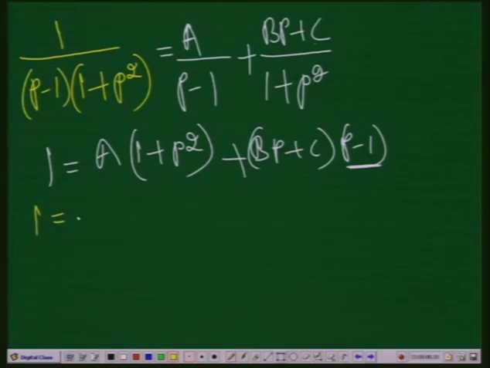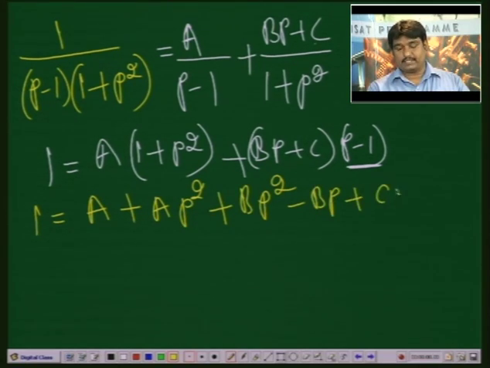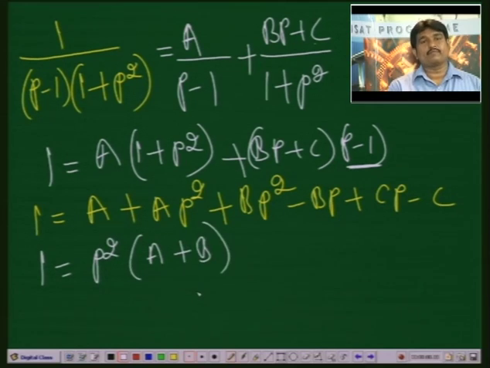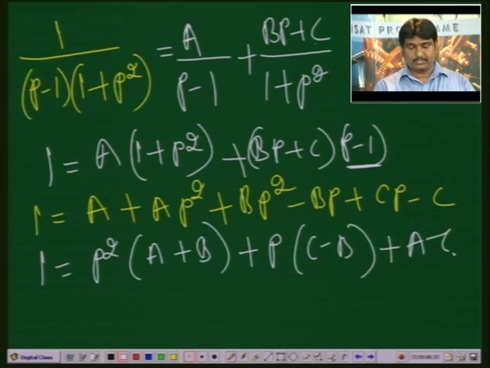One equals, now multiply, a into 1 is a plus a into p square plus bp into p is bp square minus bp into 1 is bp plus cp minus c. Now I'll group p square terms. 1 equals p square into a plus b, minus, I'll group p terms. p is c minus b, and I'll group constant terms a minus c.